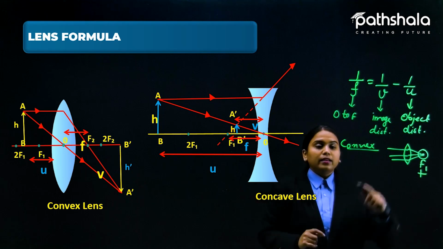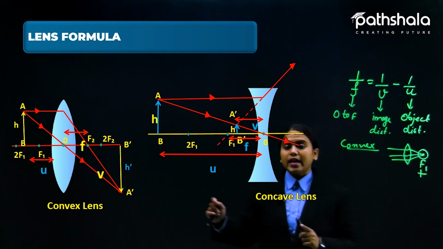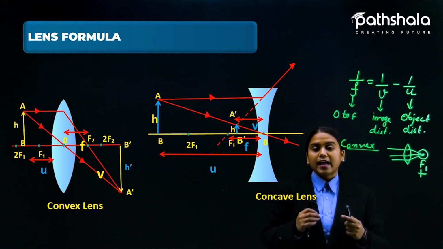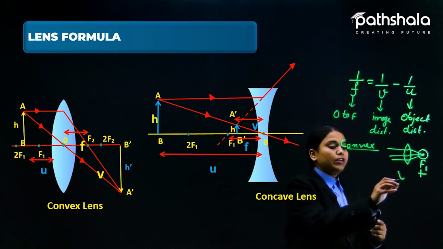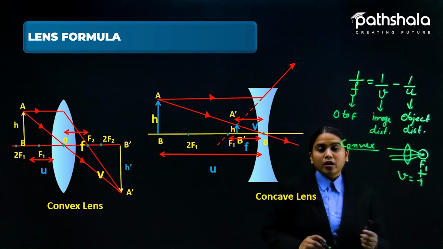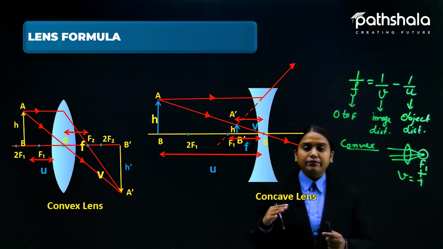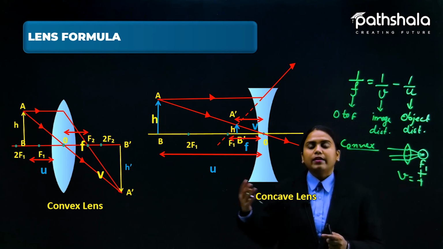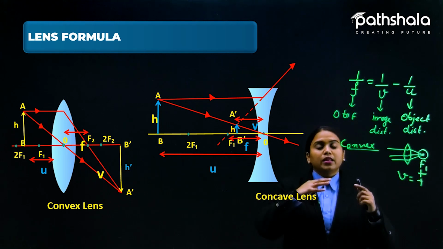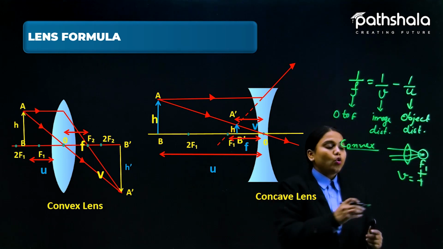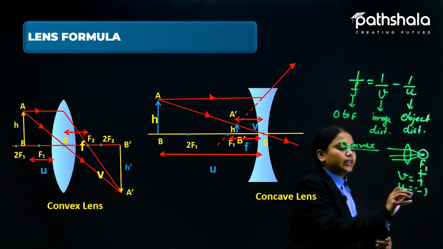Now v. As you can see, the image is forming on the other side again because the rays are actually going to meet. So v would be positive also. Now the object: you remember that in each and every case, whether concave or convex, we always keep the object on the left side. That is the primary thing. So u would be taken as negative.